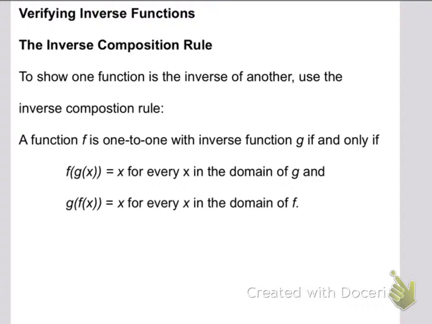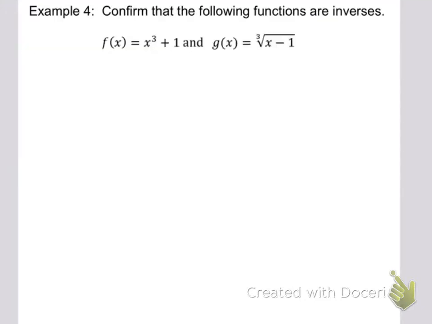Alright, finally we want to verify inverse functions. So we're going to do this by the inverse composition rule. To show one function is the inverse of another, use the inverse composition rule. It says a function f is 1-to-1 with inverse function g if and only if f of g of x equals x for every x in the domain of g, and g of f of x equals x for every x in the domain of f. Okay, so what does that mean? Let's apply it to this problem.